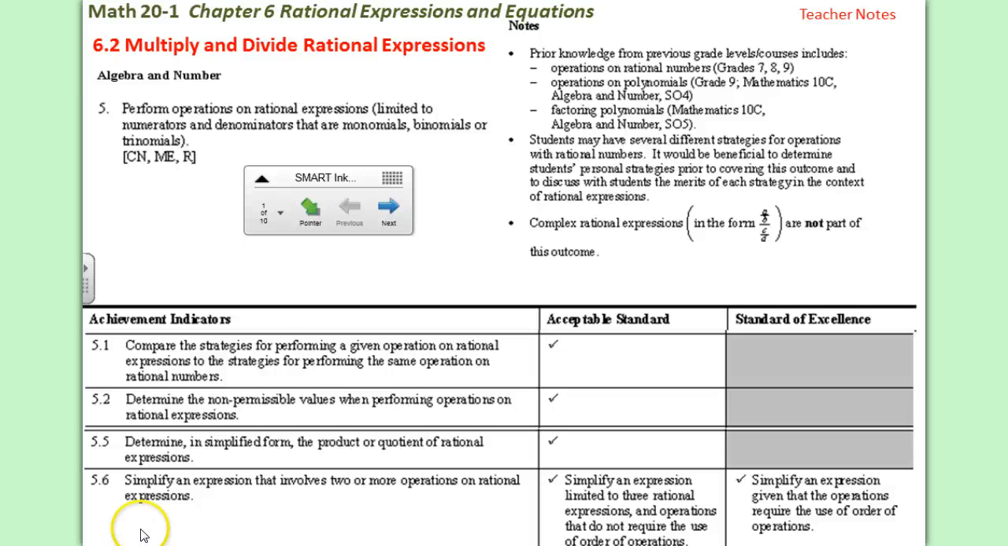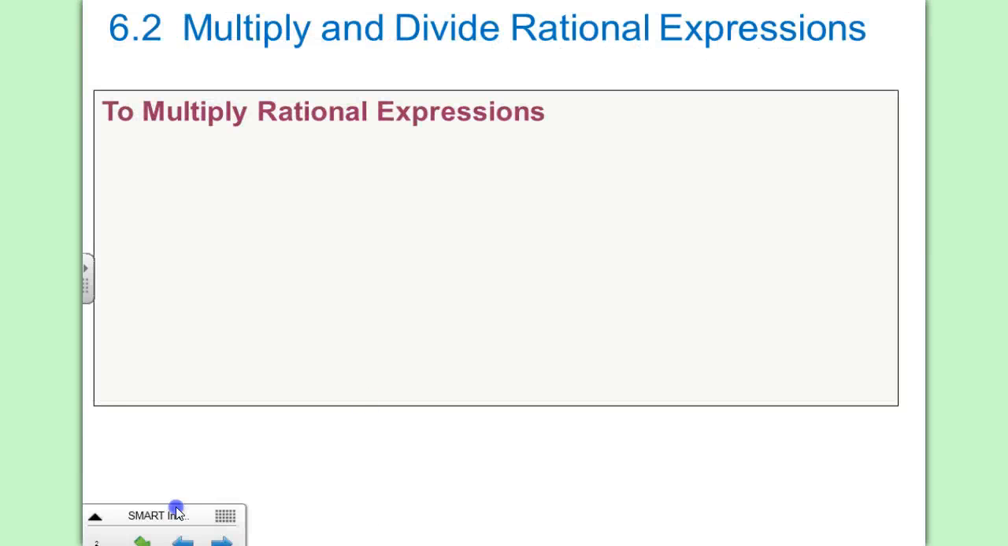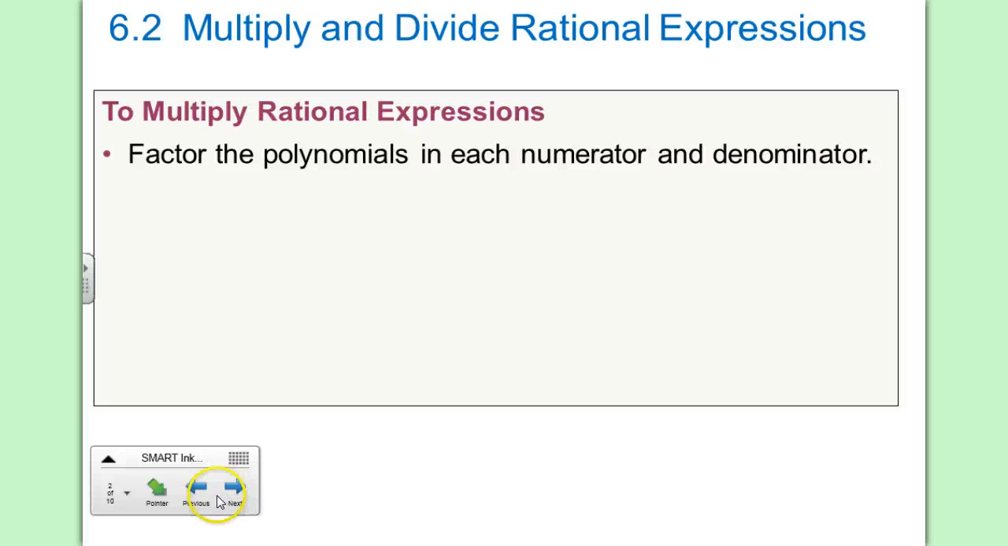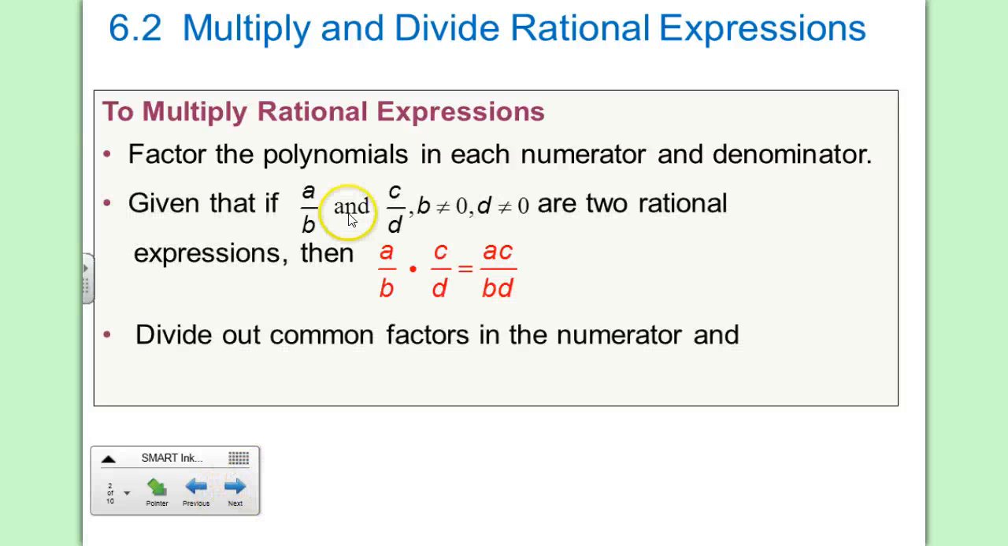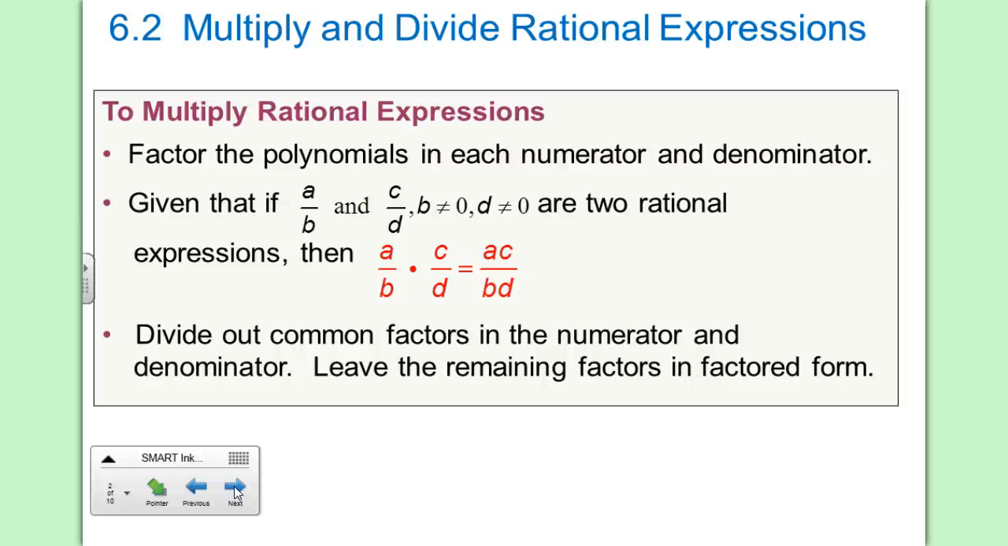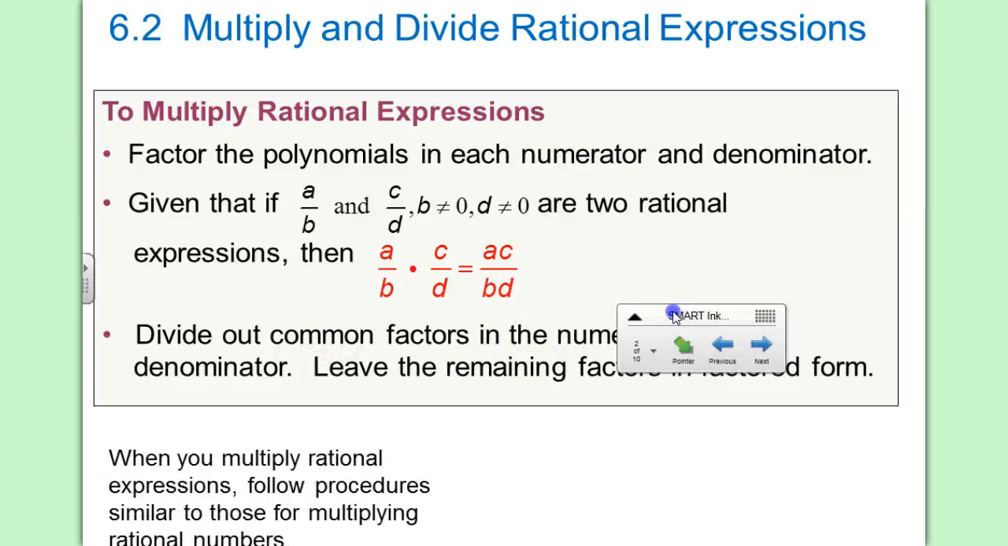All right, so continuing on, where do we go from here? Okay, so to multiply rational expressions, just making some rules, we need to make sure that we factor the polynomials in each numerator and denominator first. Given that a over b and c over d, these are two fractions, all we ever have to do if we're multiplying together is multiply tops times tops and bottoms times bottoms. But we divide out the common factors and leave the remaining factors in factored form.